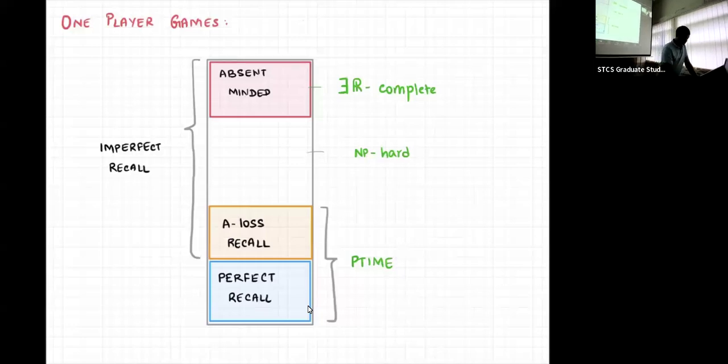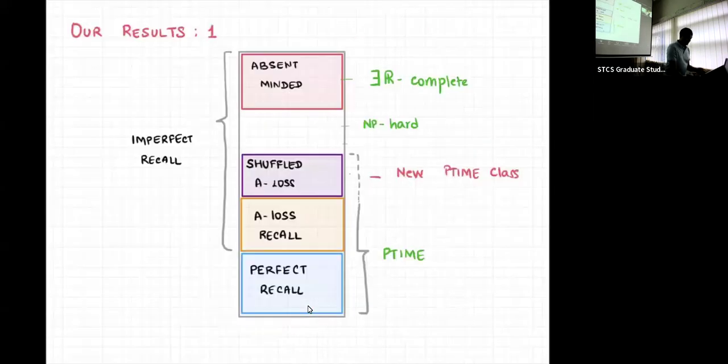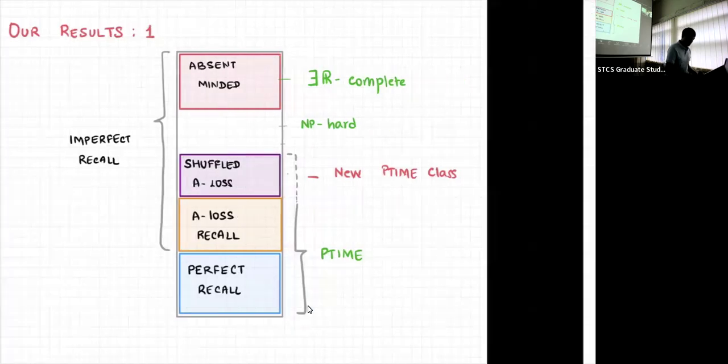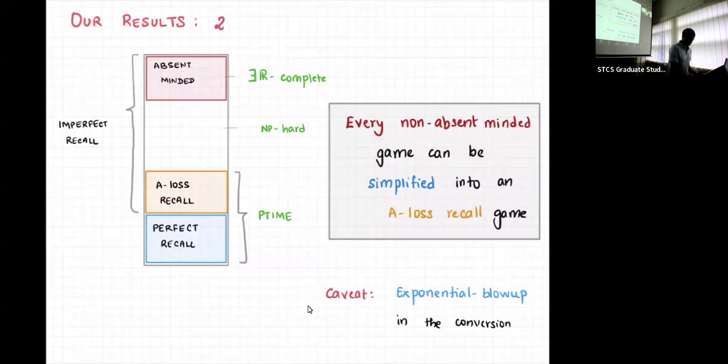So let me quickly tell you two results now. We gave a new class called shuffled ALOS. I will tell you what that means. And it still results in polynomial time algorithms. The second result is that there is this white part. We showed that every game in this white part can be converted into an ALOS game. But mind it, we have to be careful. This place is NP hard. This is polynomial time. But we say that everything can be converted.